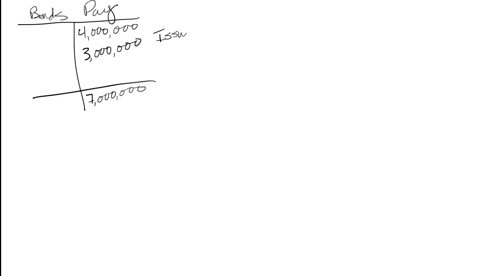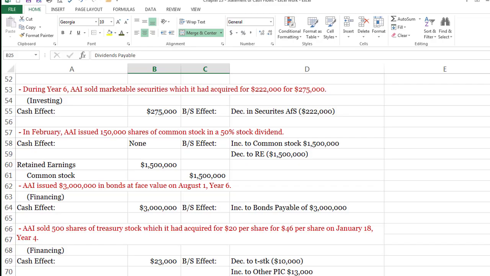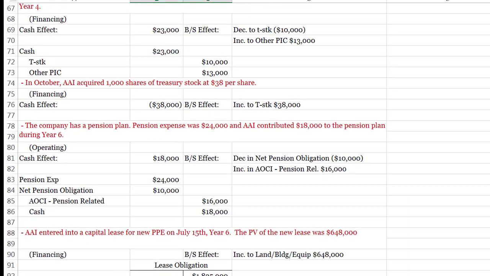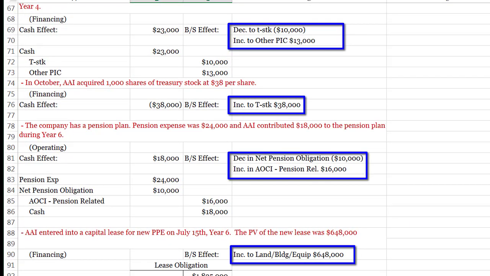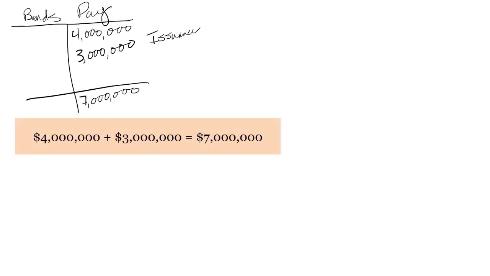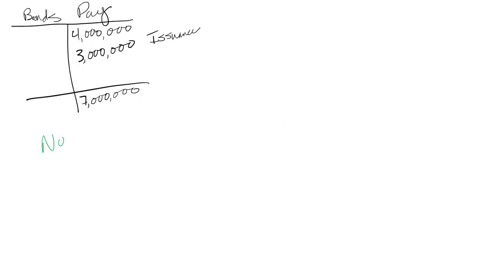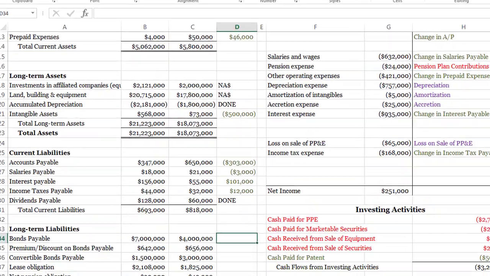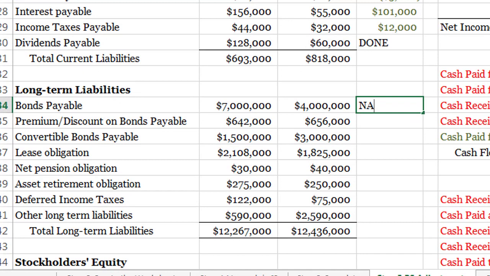This is the issuance of a bond. And that was about the only thing I saw. We did see a convertible bond payable, but that was convertible bonds, and that's a separate line item. So I didn't worry about that for bonds payable. And if I look at the rest of these transactions, I don't see anything else for bonds payable, which is great because it's really easy to see that 4 million plus 3 million is my 7 million, and there's no additional cash here. I've already accounted for what I needed to. So there's no additional cash.